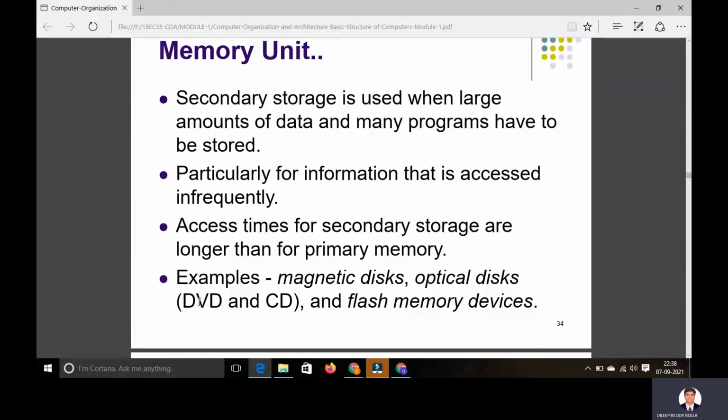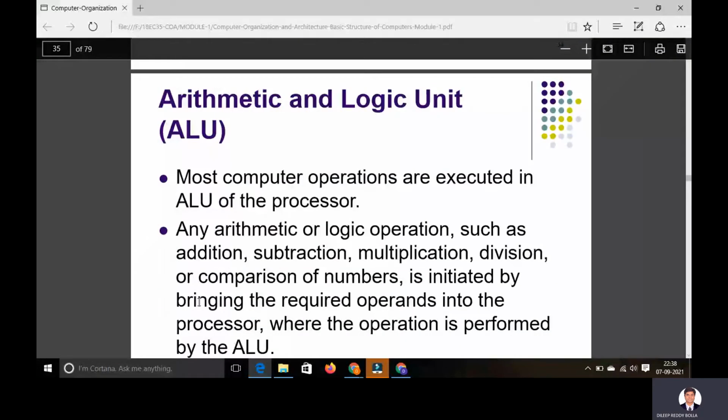What are the examples of this secondary memory? The magnetic disks, optical disks like DVD, CD, and flash memory devices. So all these are examples of secondary storage units. And in the next session, we'll see the arithmetic and logical unit.